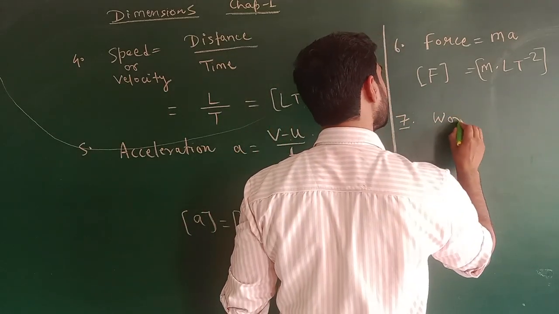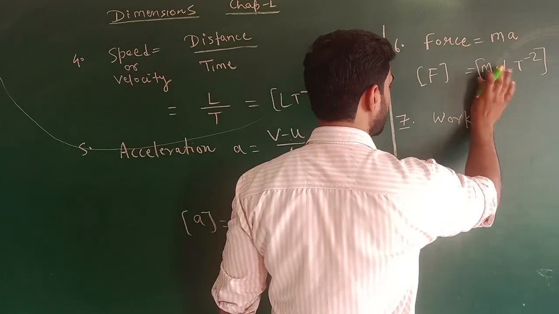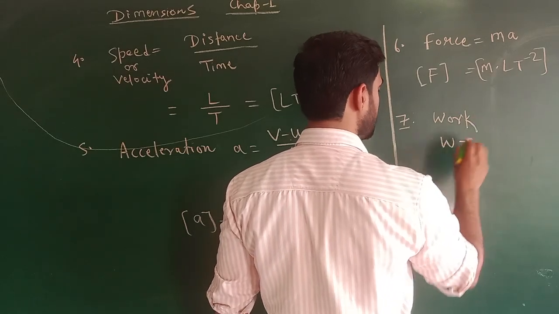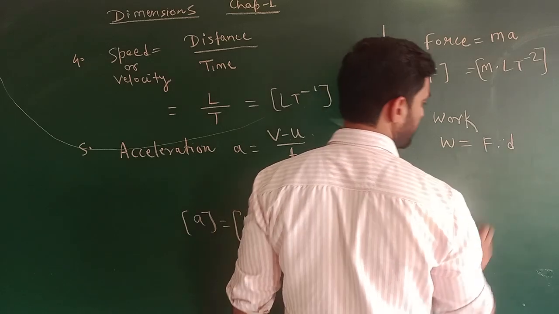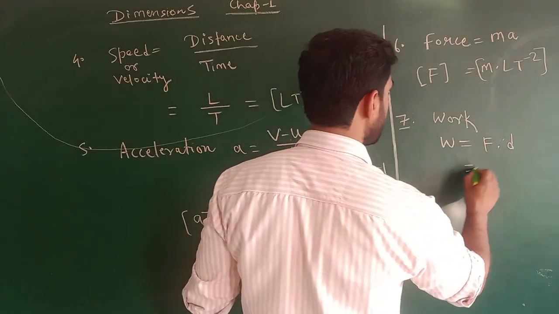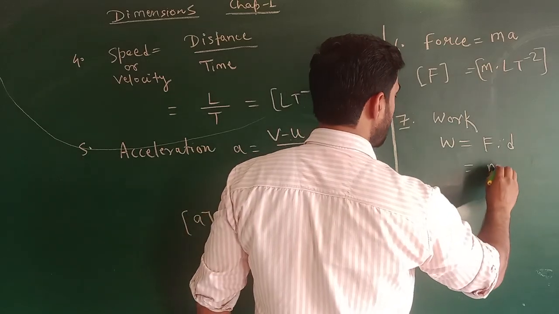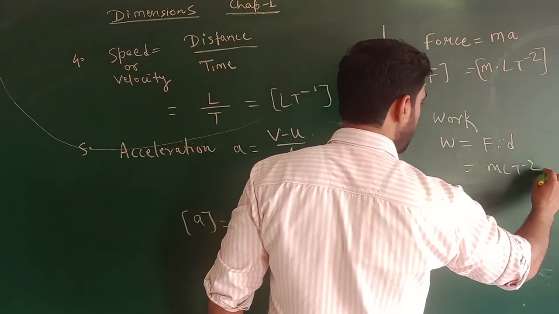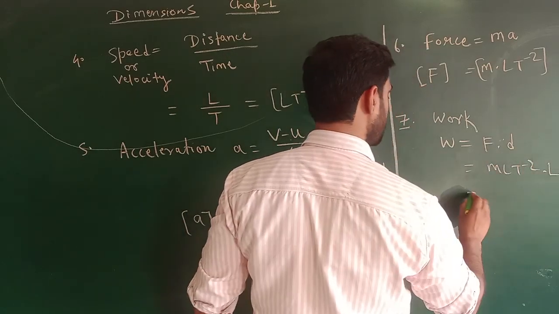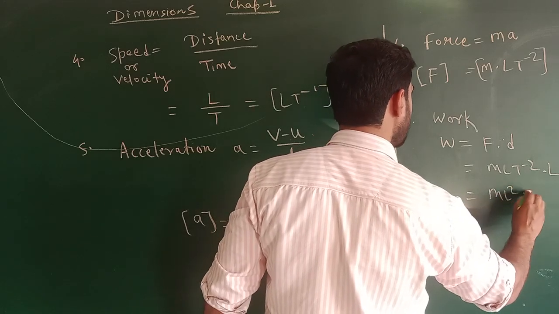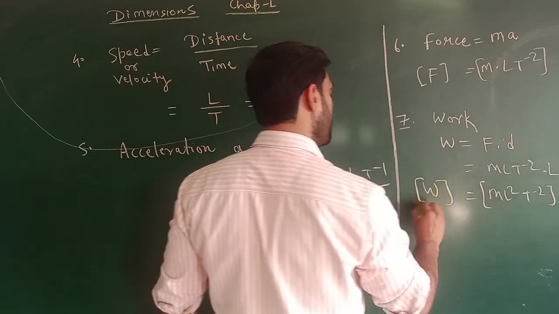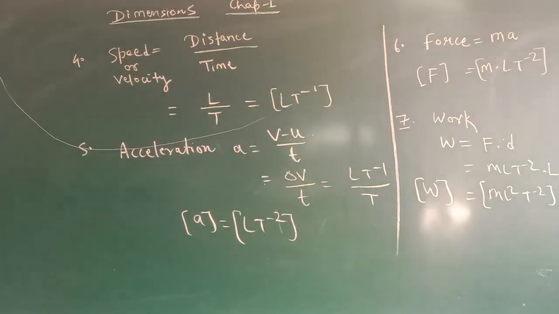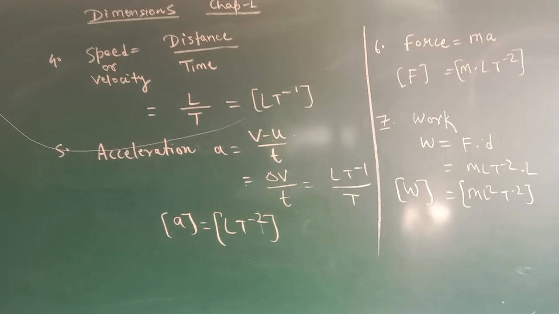Next is work. Work, that is W, is equal to force into displacement, d for displacement. The dimensional formula of force is M L T minus 2 and displacement is L. So this becomes M L square T minus 2. This is the dimensional formula of work. Is it visible? Let me clear it. Now it's okay.